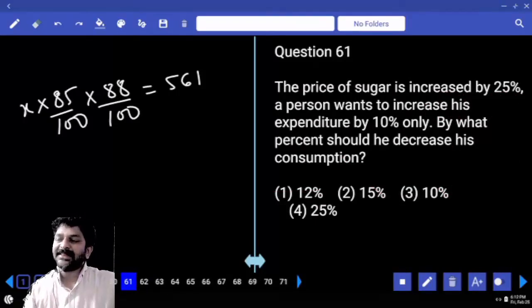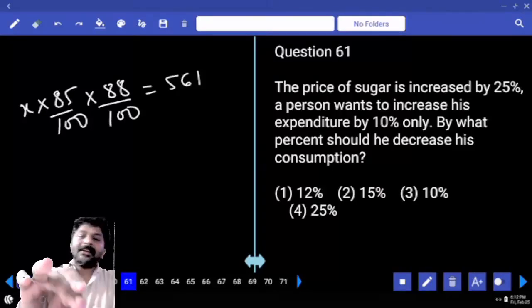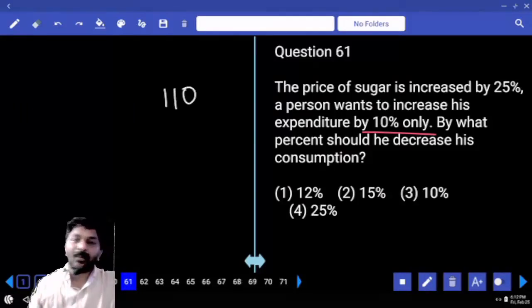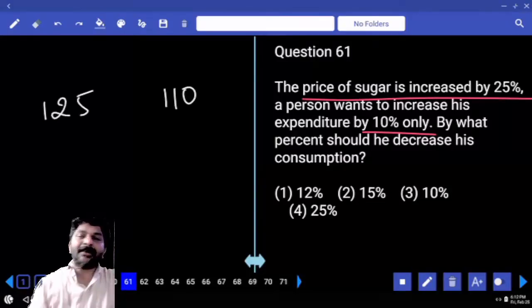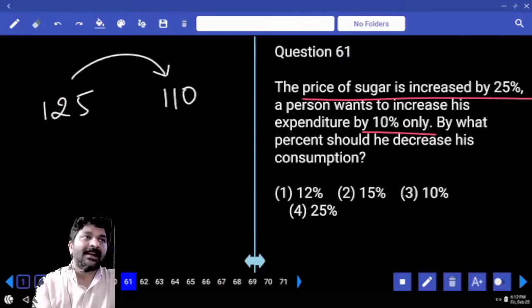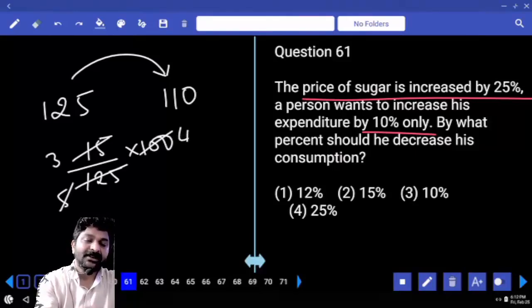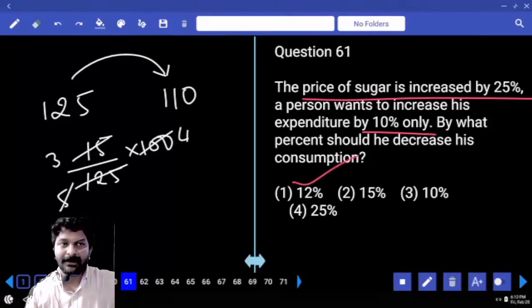The price of sugar increased by 25%. A person wants to increase his expenditure by 10% only. That means he has 100%, he can now increase it by 10%. That means he has only 110. But sugar price increased by 25%, expenditure also increases by 25% and now it becomes 125. By what percentage should he decrease the consumption? Now 125 should come down to 110. That means you should decrease the value by 15 from 125. Percentage into 100. 25 4 times and here it is 5 times. 5 3 times. So answer 3 into 4, 12%.